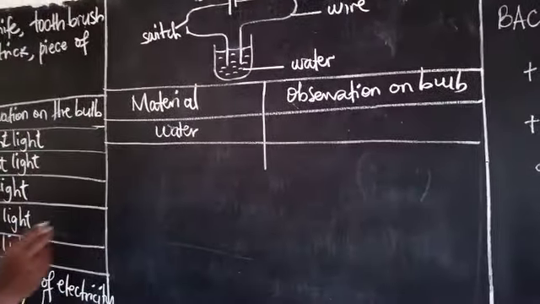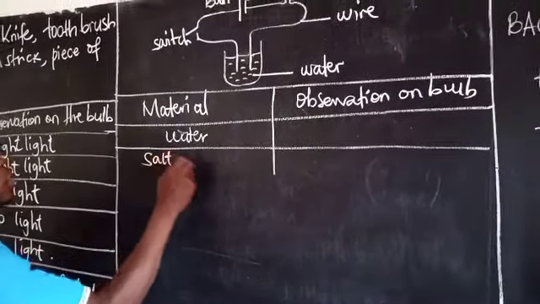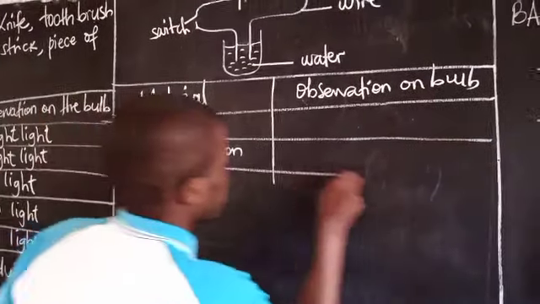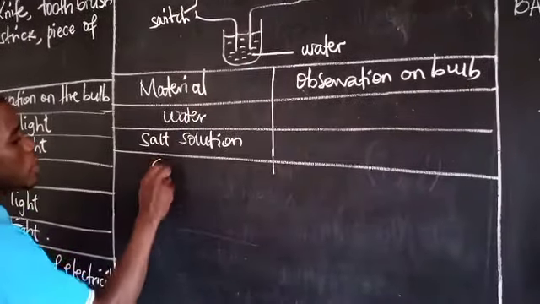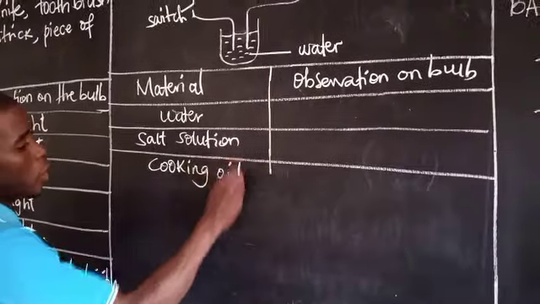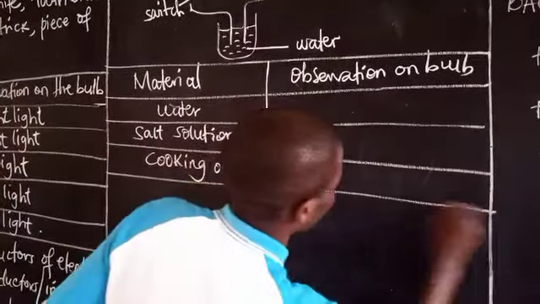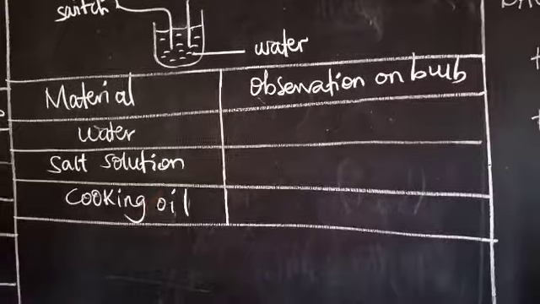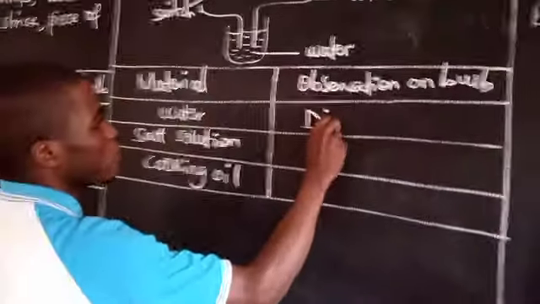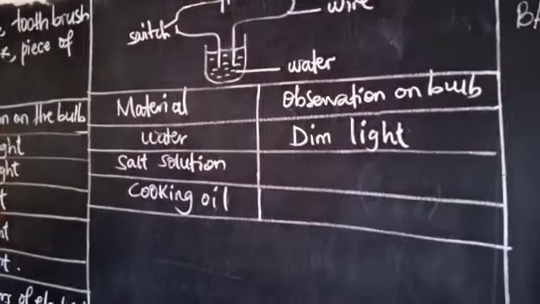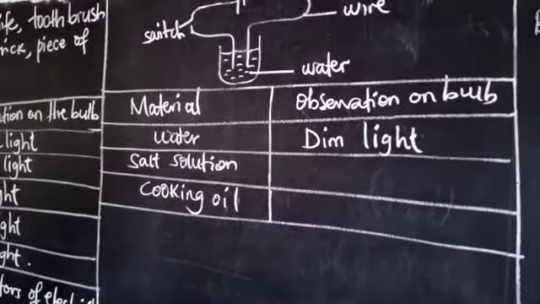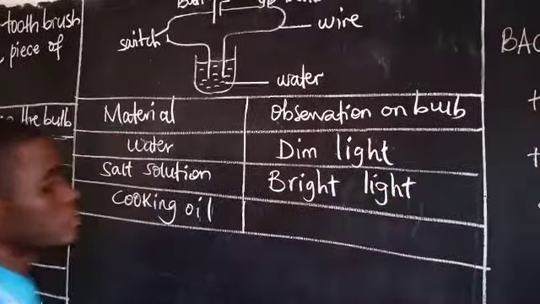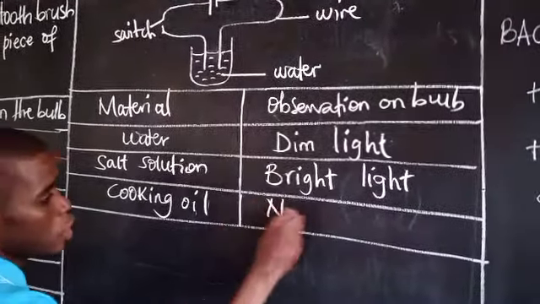And then after, get this water and put there salt, and make sure you form a solution. And repeat the same experiment when you have used cooking oil. Record your observations. You will realize that for water you will have dim light. It will be dim, some unclear light. But for salt solution, it will be bright light. When you try cooking oil, there will be no light.